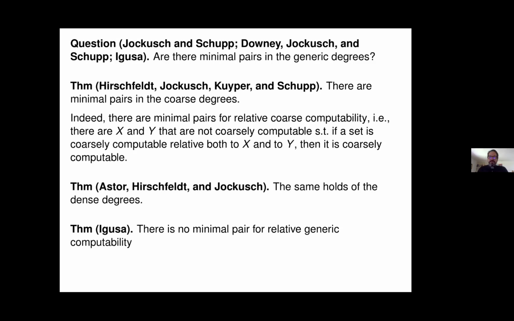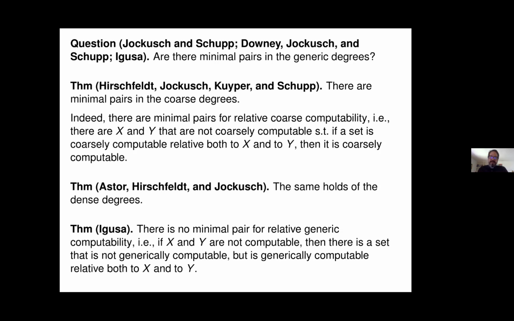And that is because of this result of Igusa, which is part of the reason that this question of minimal pairs was so interesting, because he showed pretty early on that there is no minimal pair for relative generic computability. Now, that's the stronger notion. So that does not mean that there might not be minimal pairs for generic reducibility, but for relative generic computability, there aren't any. In other words, what he showed is that if X and Y are even just not computable, then there's a set that is not generically computable, but is generically computable relative to both X and Y. So any two non-computable sets have some common power in terms of generically describing something that's not already generically computable. That's a very nice result and a difficult one.